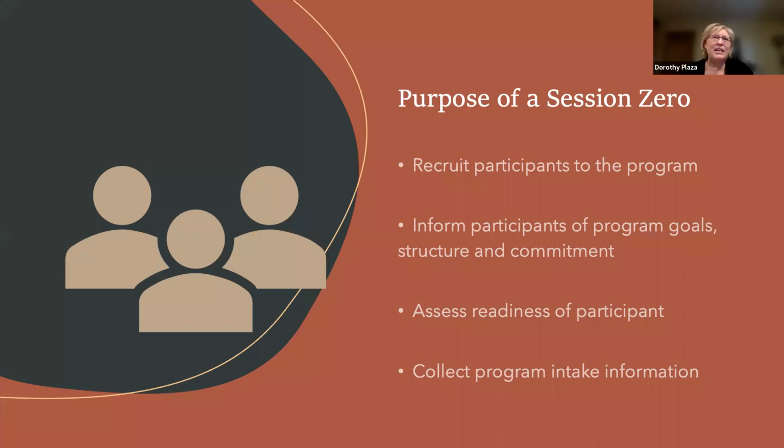So these information sessions are really valuable for communicating your program, for assessing readiness, maybe doing that enrollment intake there. How often should you offer session zeros? When would you offer these information sessions? Just before a class is going to start? How far before the class is going to start?